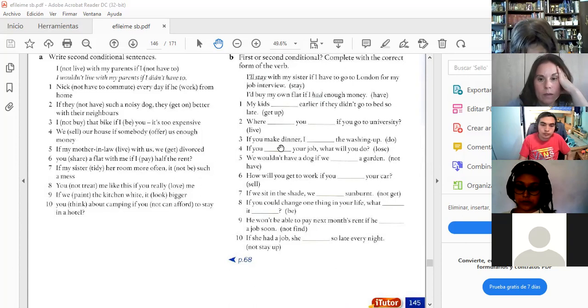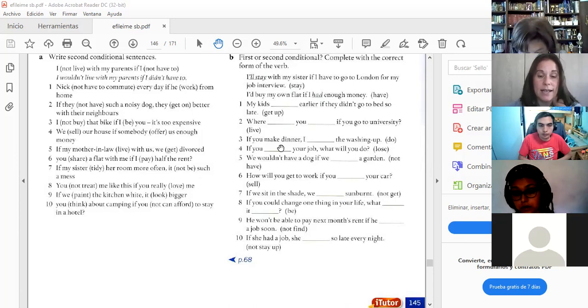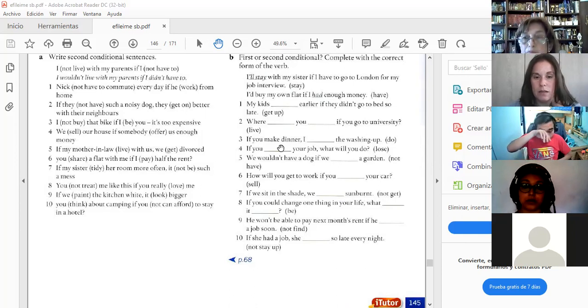He won't be able to pay next month's rent if he won't find a job soon. I confused. Don't worry, I will help you. In the first part, you have a will, right? Won't in negative. Is it first or second conditional, Wadi? First. So you use future simple, won't in this case, in the first part, and in the second, you have to use what? If he doesn't find a job soon. But for he, she, it, do you use do or does? Yo le puse doesn't. Me olvidé de negarlo.